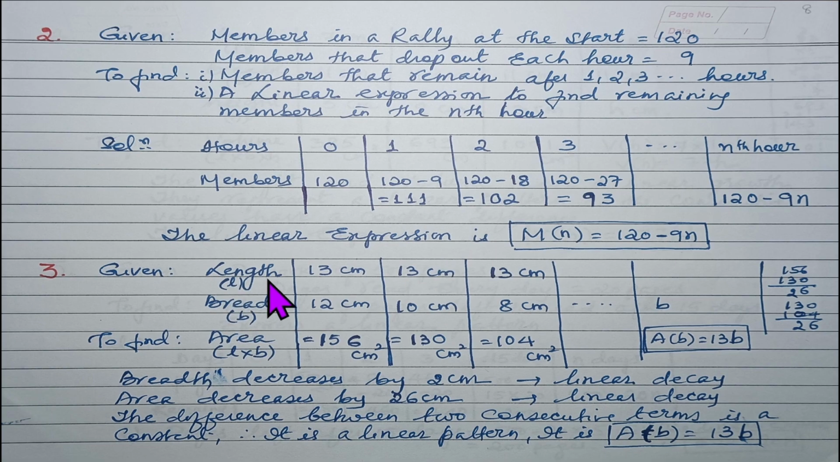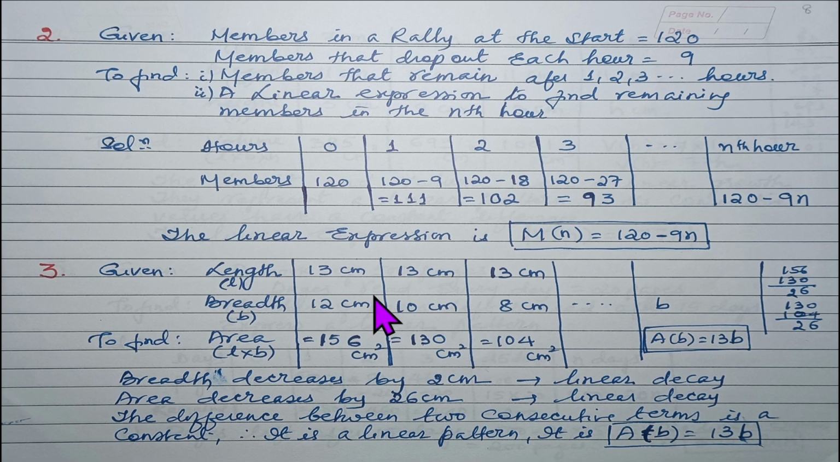Now the third example, we are given the length of a rectangle. Length of the rectangle is 13 centimeters here, and the breadth is 12 centimeters. We have to find the area, and the area is 12 into 13, because the area of a rectangle is L into B, therefore it is 156 centimeters square. Now length remains the same, the breadth decreases by 2 centimeters. The breadth has become 10 centimeters, the area has become 130 centimeters square, and when the breadth is 8 centimeters, the area is 104 centimeters square.